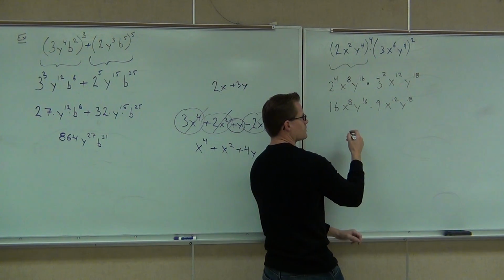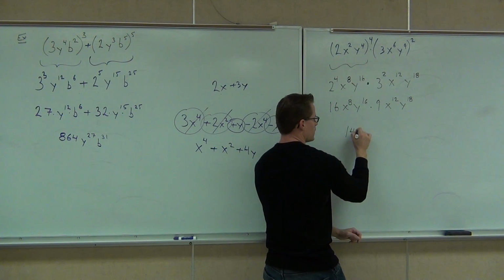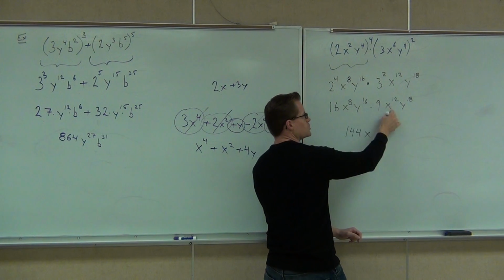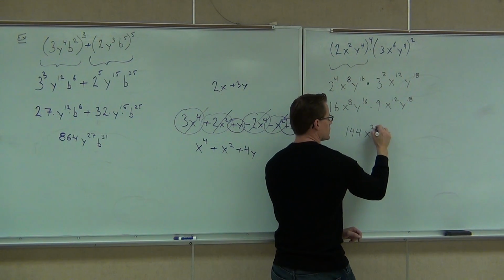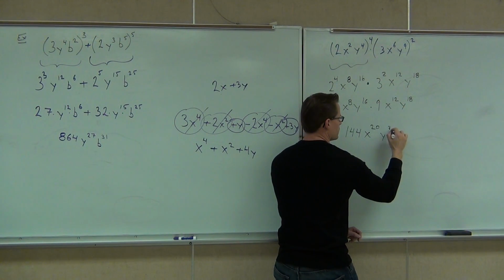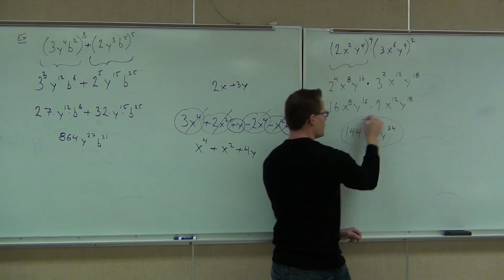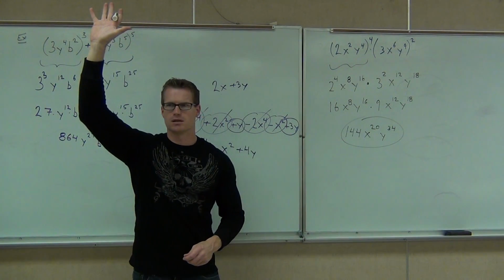Here we're going to get 9 times 16, that's 144. We're going to get x to the, you're going to add those exponents, you're going to get 20. Y to the 34. That's it. Would you raise your hand and feel okay with what we talked about today? Good.